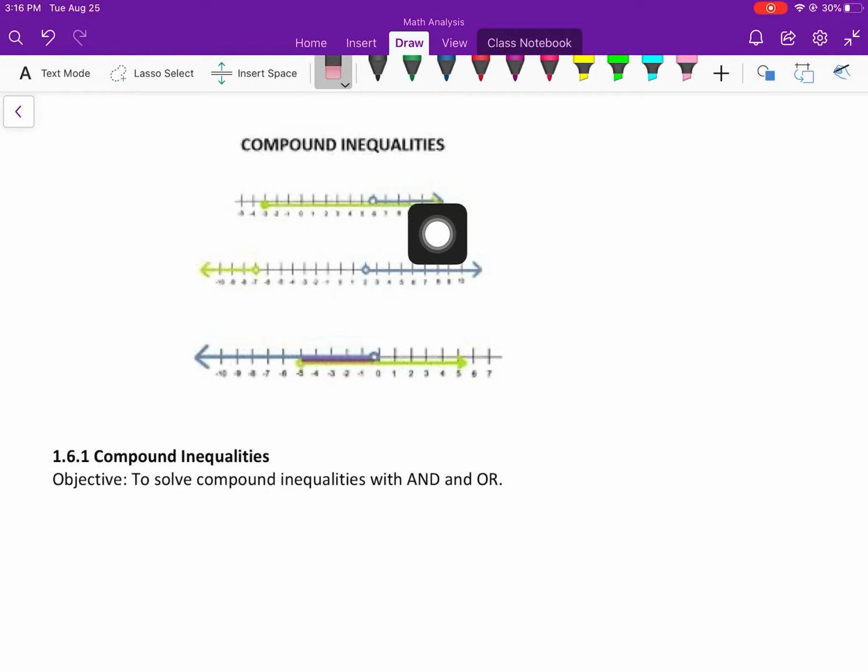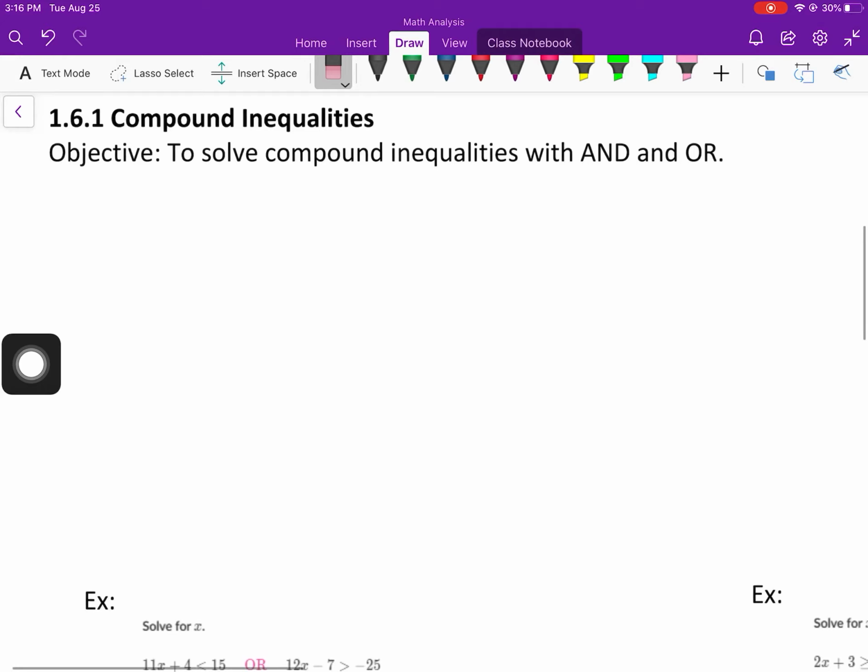You can have both inequalities pointing the same way. You can have them pointing opposite ways, and then you have them pointing towards each other. And it depends upon if we have the word and or the word or, in which case what we're supposed to do here. So let's take a look. What's the difference between and or in math?